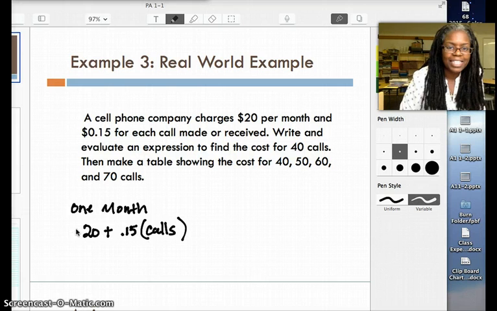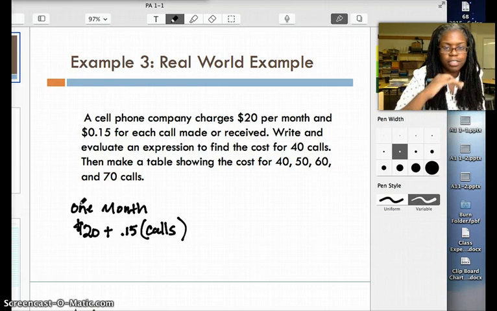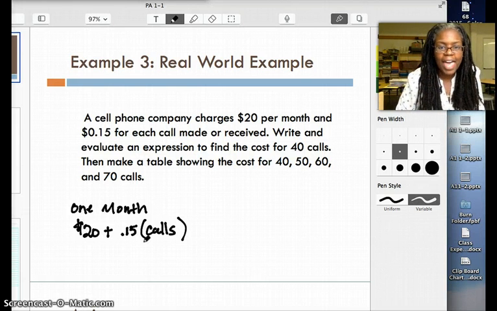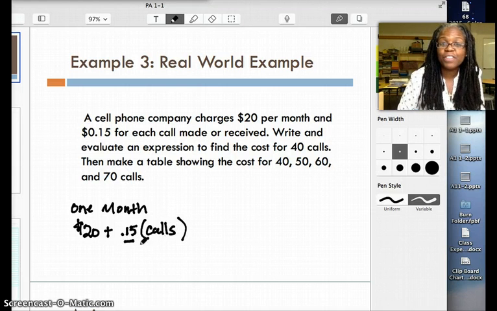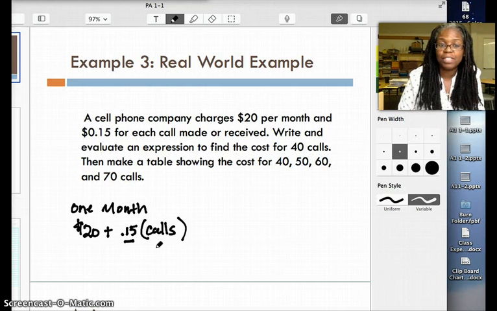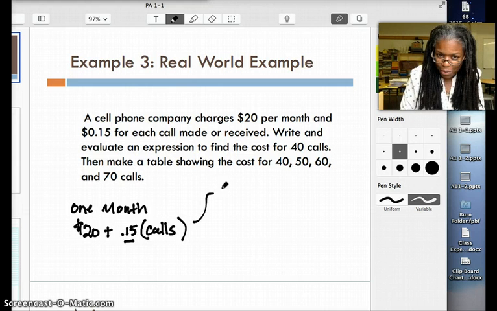Well, what I know is that there's going to be $20 that's charged just at the beginning of the month. And then per call, I'll be charged 15 cents. So I feel like this is probably the best way to set it up because I know I've got to do that. And then at the end of the month, I'm still going to add that $20 cost. Make sense?